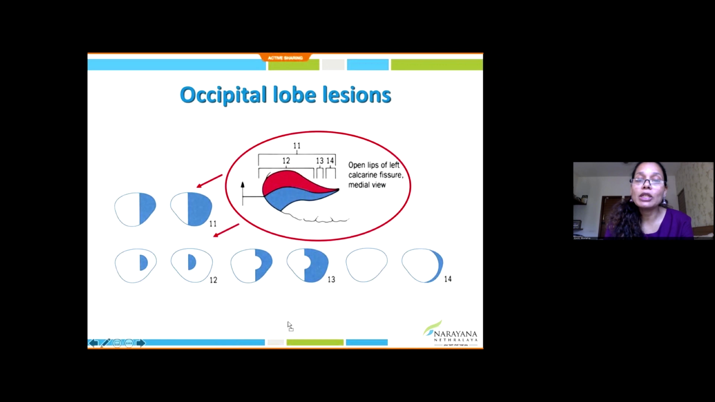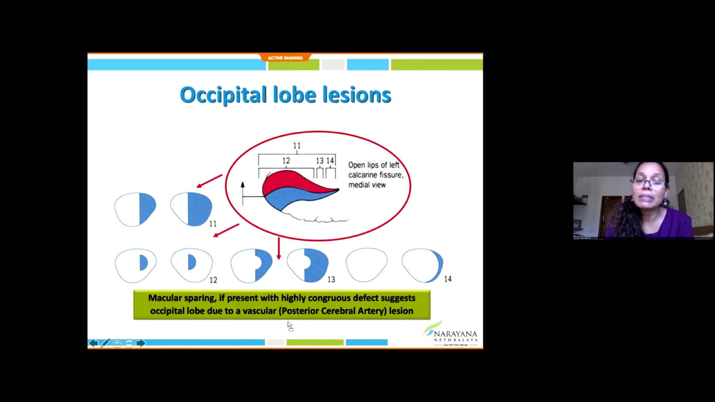It could be 12, where the tip of the occipital lobe is involved, which has only central lesions as seen here. It could be a macular sparing homonymous hemianopia, which is highly congruous because the vascular supply to the tip of the occipital lobe and the calcarine cortex is different, so that way it's spared. And finally, only the temporal crescent involvement, which has a monocular representation.